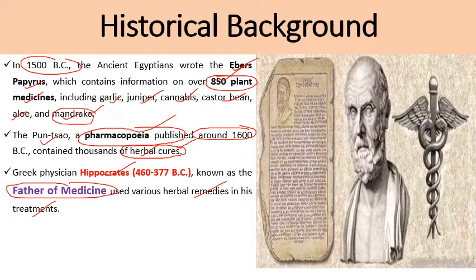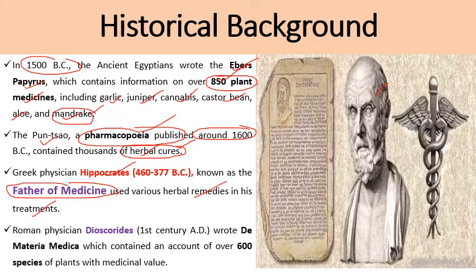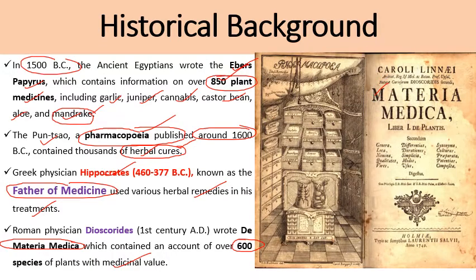This is a Greek physician Hippocrates, father of medicine. Then Roman physician Dioscorides, who wrote the De Materia Medica, which contained an account of over 600 species of plants with medicinal properties. तो इस बुक में लगभग 600 plant species हैं जिनकी medicinal values हैं. So this is a book that is Materia Medica, written by Dioscorides, a Roman physician.